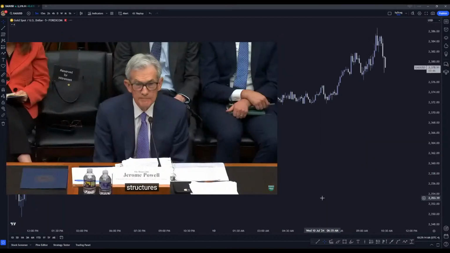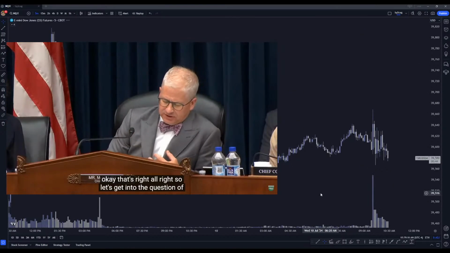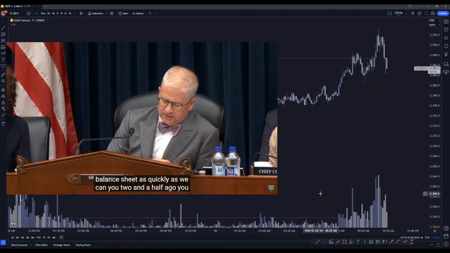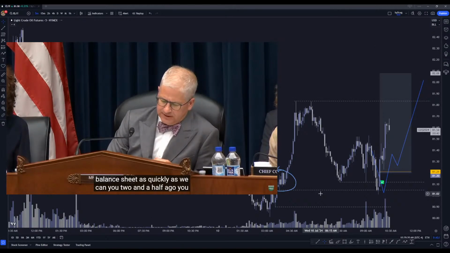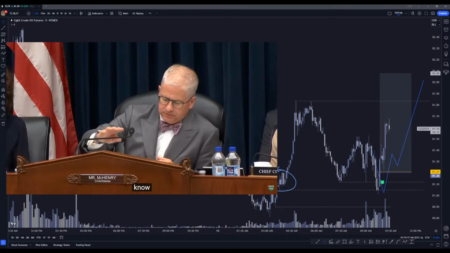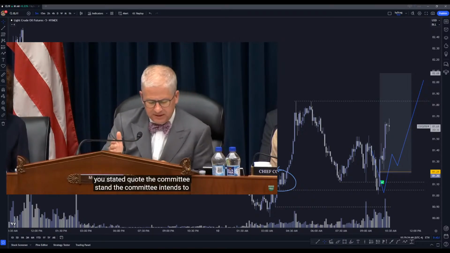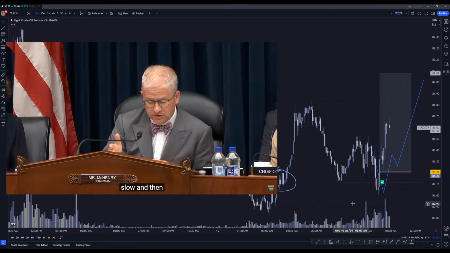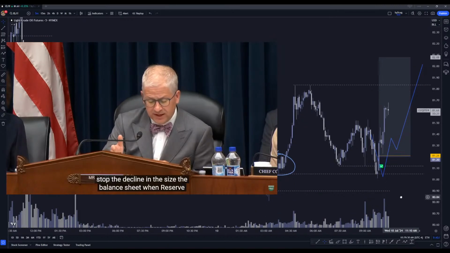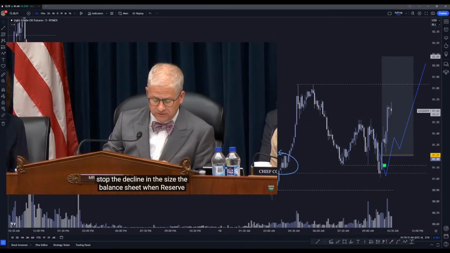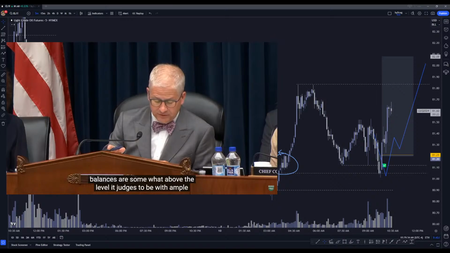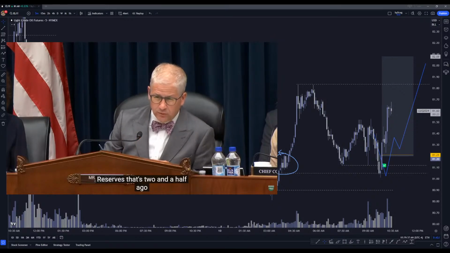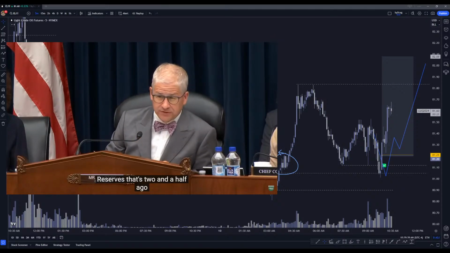Okay. That's right. All right, so let's get into the question of balance sheet as quickly as we can. 2.5 years ago, you stated, quote, the committee intends to slow and then stop the decline in the size of the balance sheet when reserve balances are somewhat above the level it judges to be consistent with ample reserves. That's 2.5 years ago. Where are we in this question of what are ample reserves?